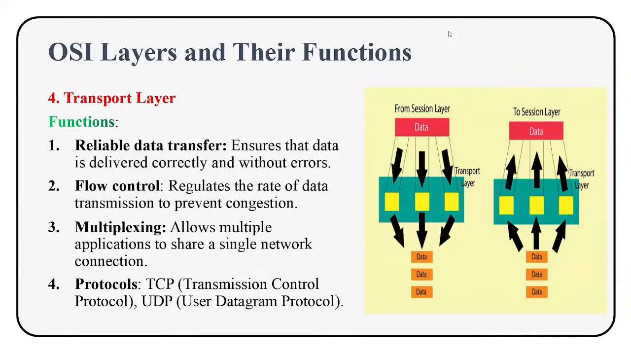What is the meaning of multiplexing? It allows multiple applications to share a single network connection. And the different protocols which are used here: TCP, UDP. TCP is the Transmission Control Protocol. I have already told you that it is used in the transport layer. And UDP is the User Datagram Protocol, which is also used in the transport layer.